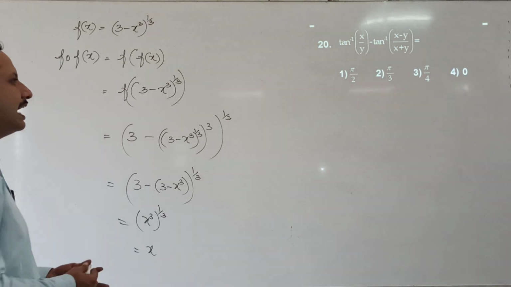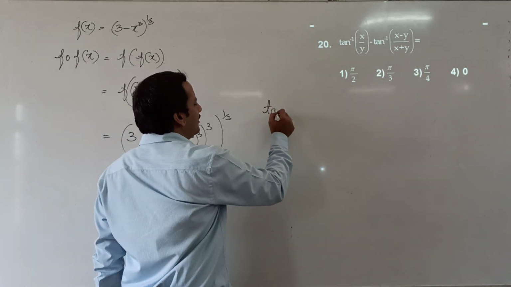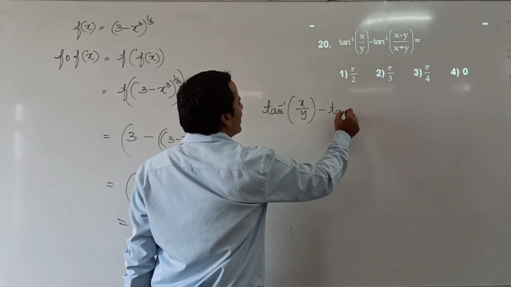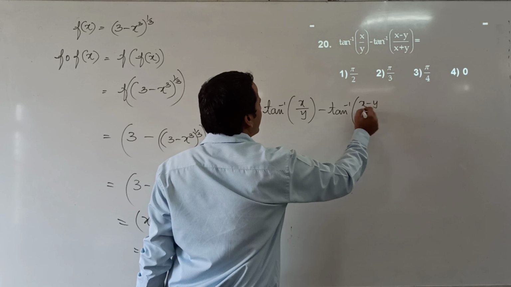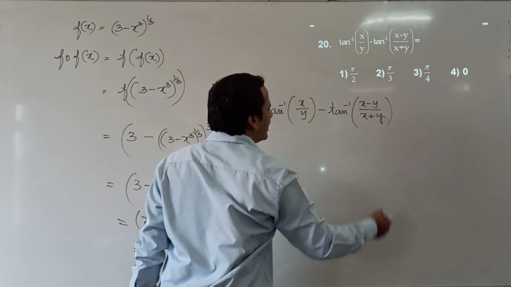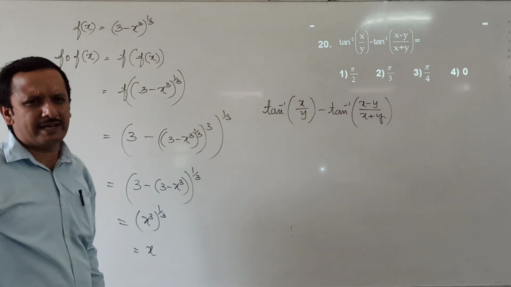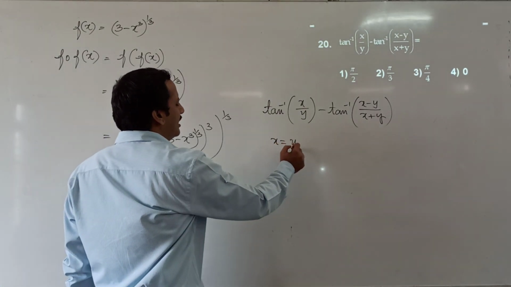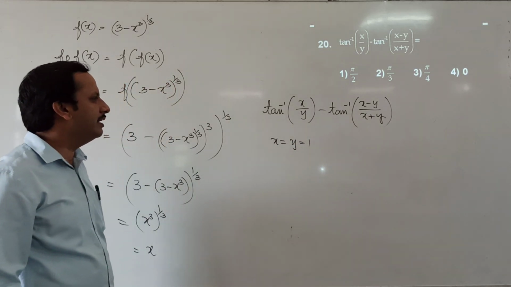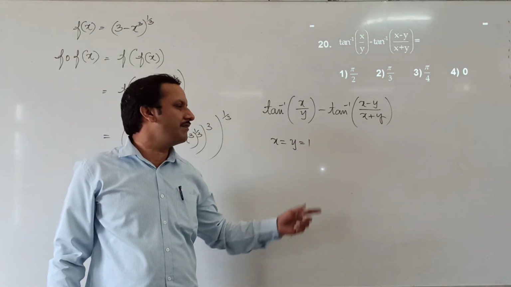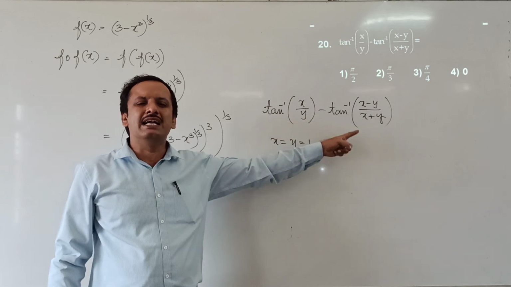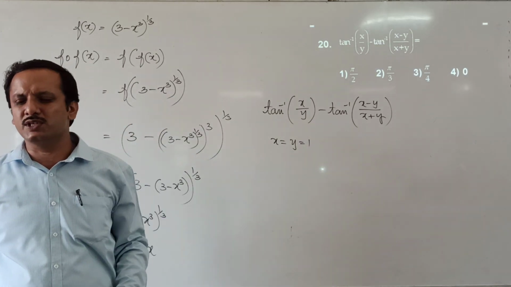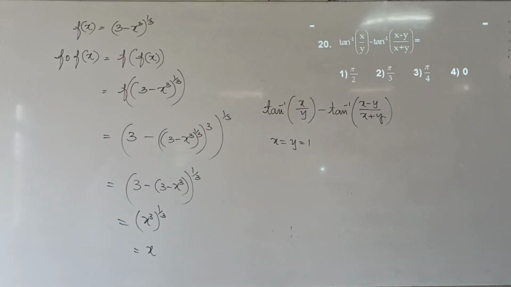20th question. Tan inverse of x by y minus tan inverse of x minus y divided by x plus y. It's a standard result. Pi by 4 is the answer. You can remember it. Or else if you don't know, you can put some values for x and y. I'll take x equal to 1, y equal to 1. The first term gives tan inverse 1 and the second term gives tan inverse 0. Tan inverse 1 is pi by 4 and tan inverse 0 is 0. So the answer is pi by 4.